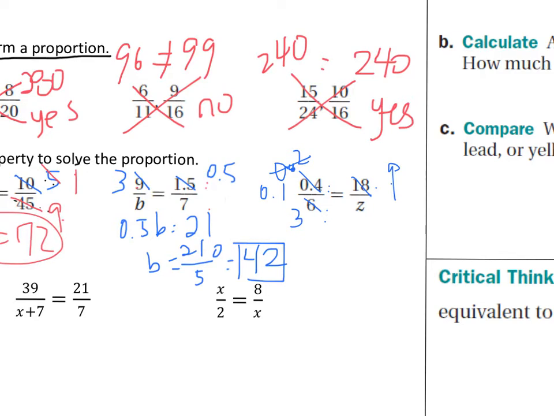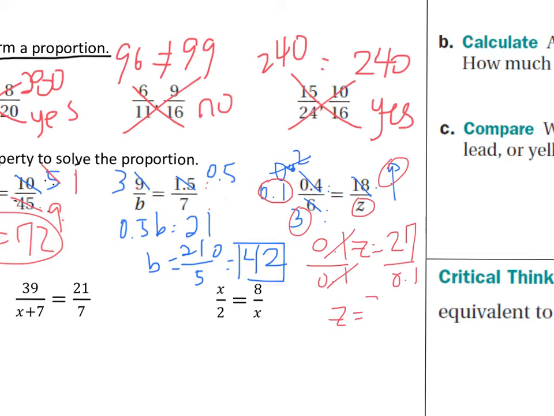Okay, so now I'm going to do some cross multiplying. So 0.1 times z is 0.1z. 3 times 9 is 27. And I'm going to divide 0.1 to both sides. You remember, you don't have to show all your work if you can do this in your head. Okay, and then I'm going to shift 1 place to the right, so it's going to be 270 divided by 1, which is still 270. So that's your answer.